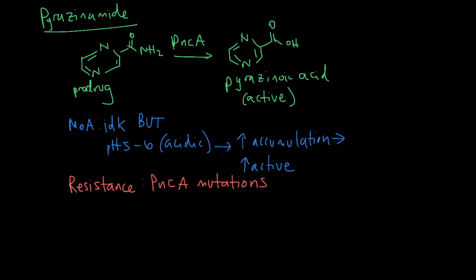And the mechanism of action is unknown, but at pH 5 to 6, which are acidic pHs, it can accumulate more in the cells, so increased accumulation in the cells, which means it's increasingly active. Resistance to pyrazinamide can be formed when PNCA mutations occur, and if you have PNCA mutations, then you can't convert the prodrug to the active drug to prevent mycobacteria activity.